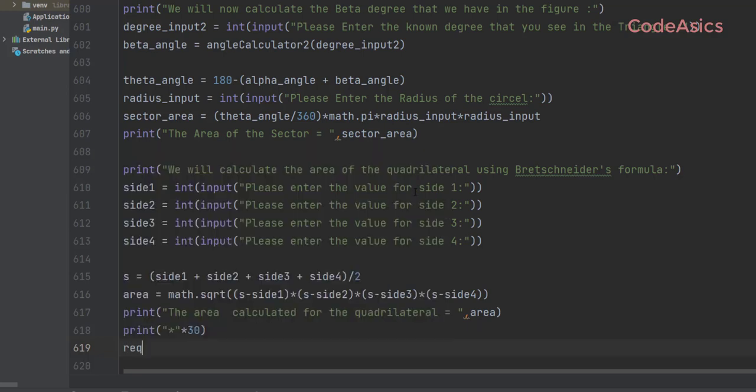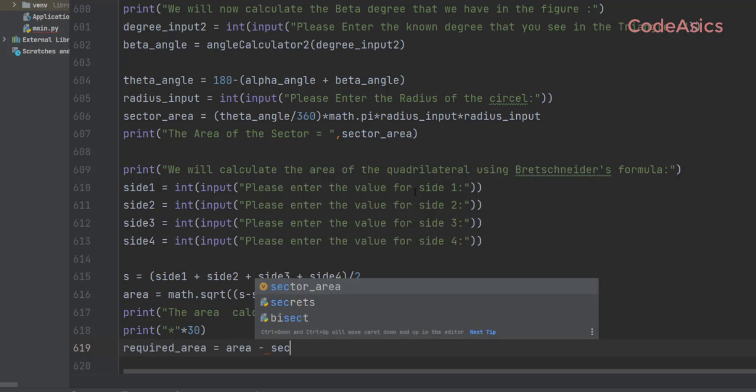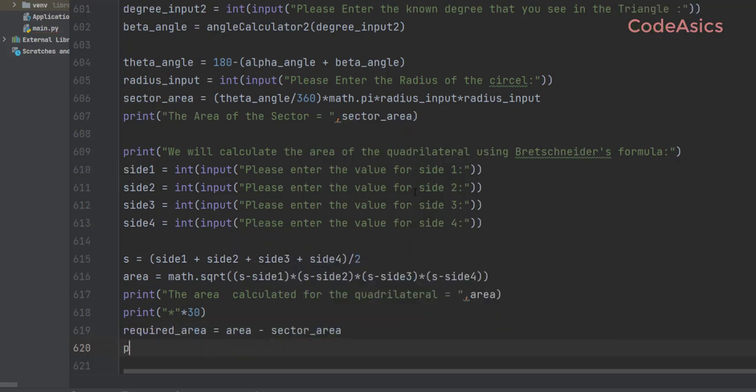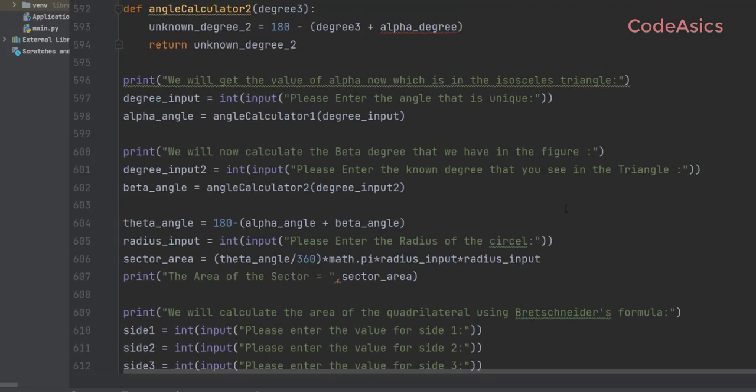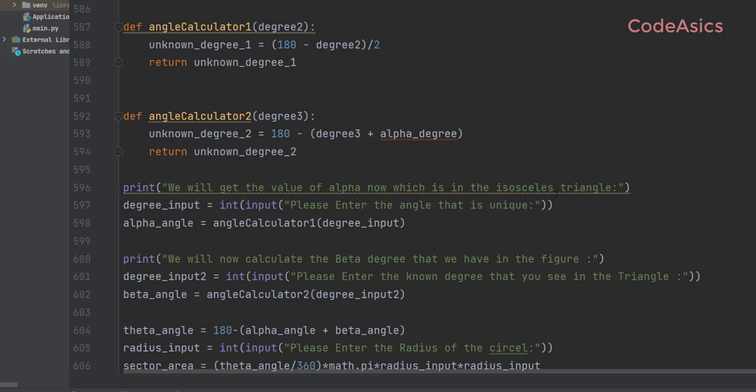Now the required area, we need to calculate the required area. So required area is equal to area of the quadrilateral. So from the area we subtract the sector area, and then we say print the area of the yellow shaded region is equal to required area, right? So that is the code, and we will save it, and if in case we get any error we will have to look into that.